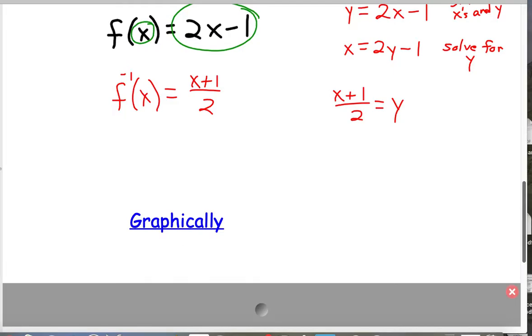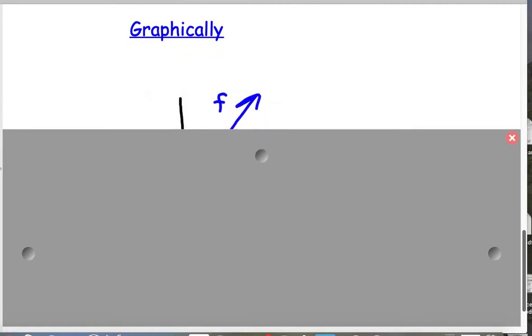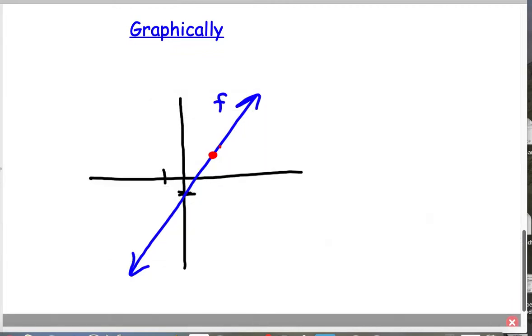What about graphically? So we've done it as a mapping. We've looked at it as a set of ordered pairs. We've done it as an algebraic equation. What about a graph? And by the way, a table would be just like ordered pairs. So let's say we have this function f here.